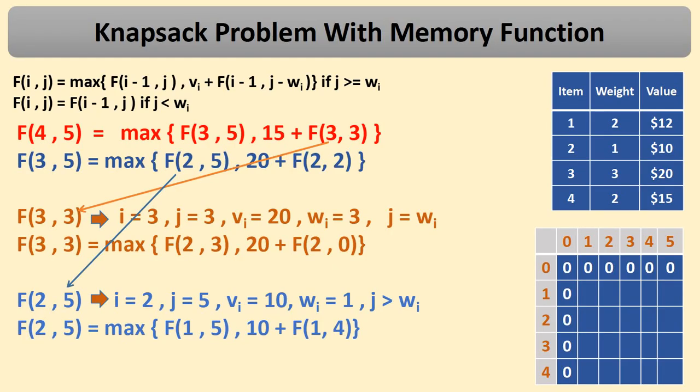Now we have to find f of 3 comma 3. So you have to repeat the same process. That is, i is equated to the first and j is equated to the second. So here 3 comma 3. That means i is 3 and j is 3.